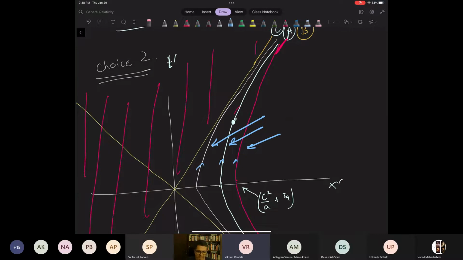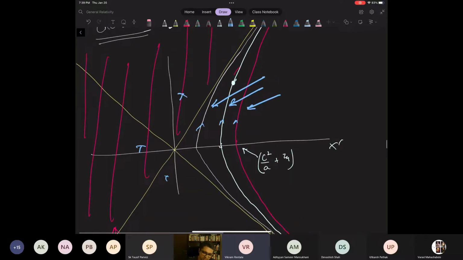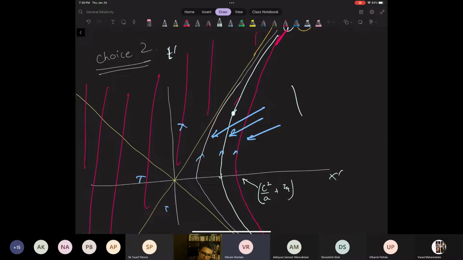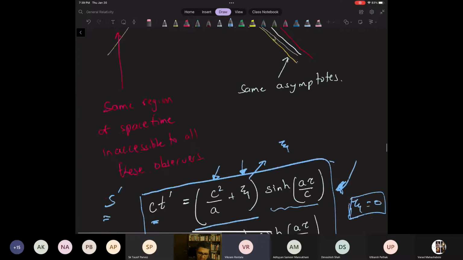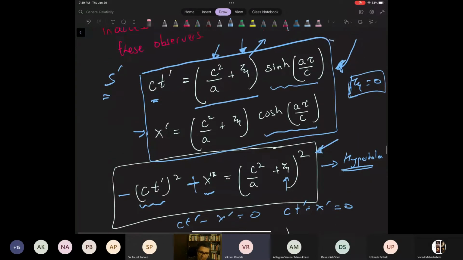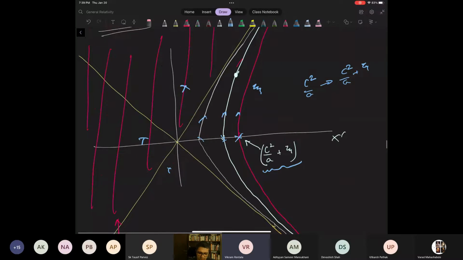Which means that, since they all have the same asymptotes, they don't extend into this region. These observers only exist in this quadrant of space-time, and the family of observers is parameterized by a different value of xi. Their intersection with the x-axis is easy to guess, because c squared by a has now been replaced by c squared by a plus xi, at least in this equation for the hyperbola. So their intercept with the x-axis will be c squared by a plus xi.